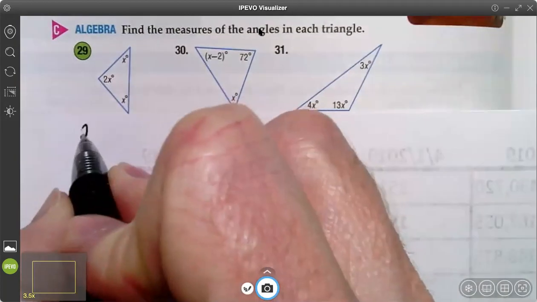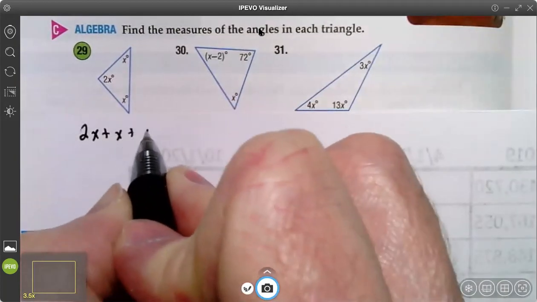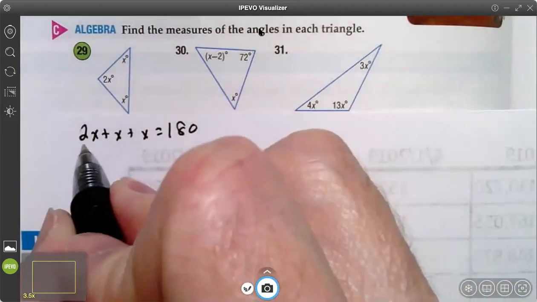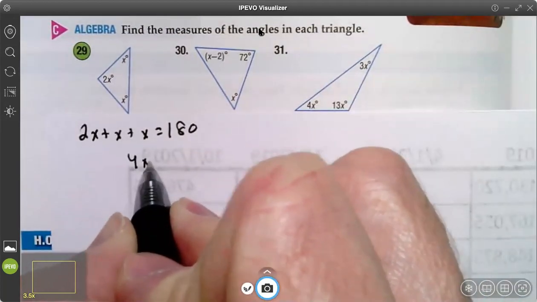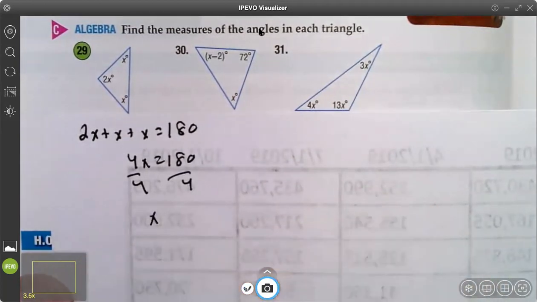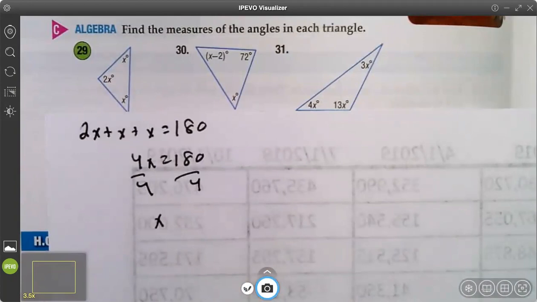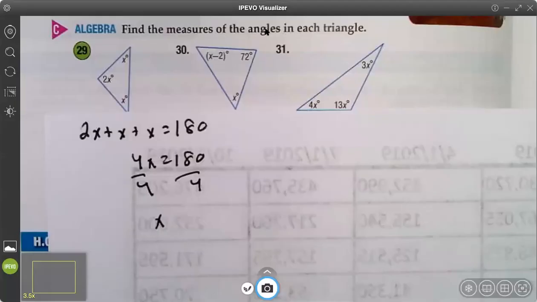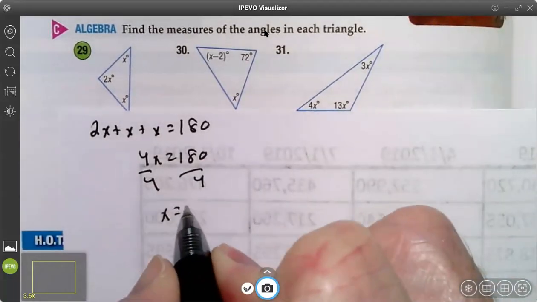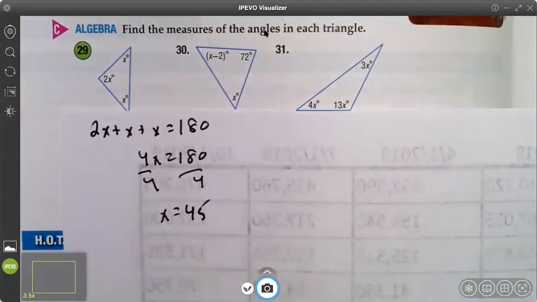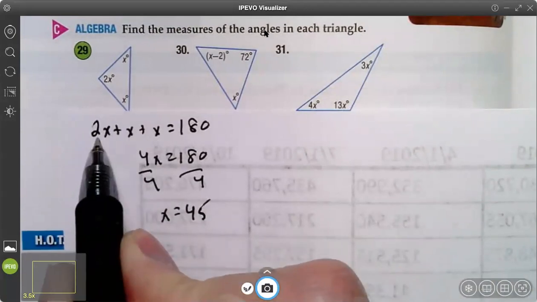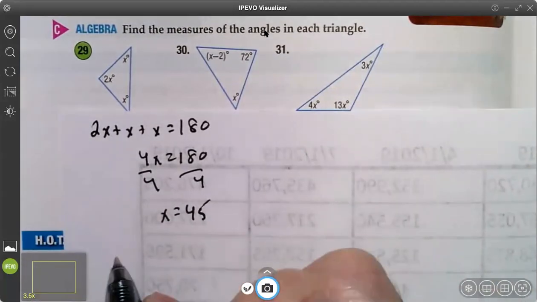Okay, so we have to use an equation. So add up all three angles, set them equal to 180. 2x plus 1x plus 1x is 4x. Divide both sides by 4. Now I need to see what 180 divided by 4 is. 180 divided by 4 is 45 degrees. So this angle is 45, this angle is 45, and this angle, 2 times 45, is 90.